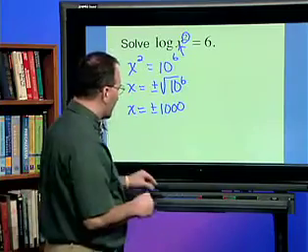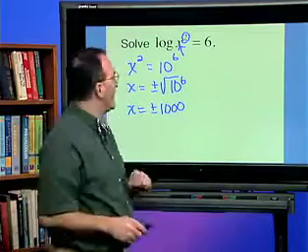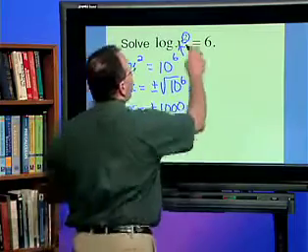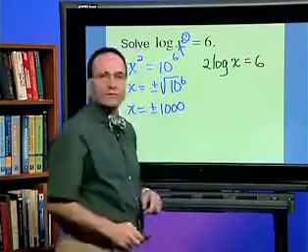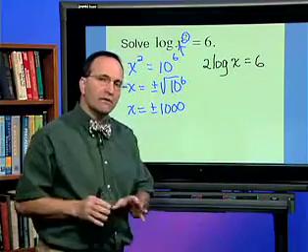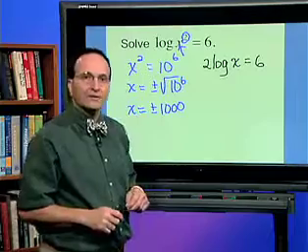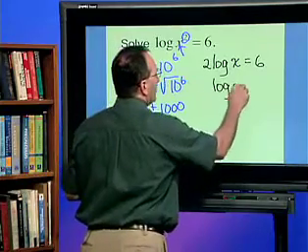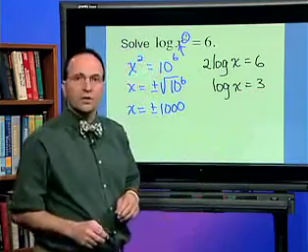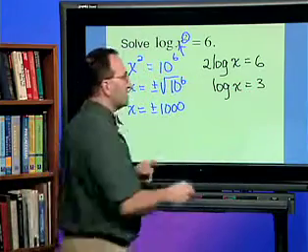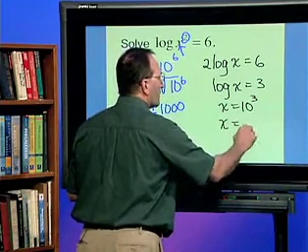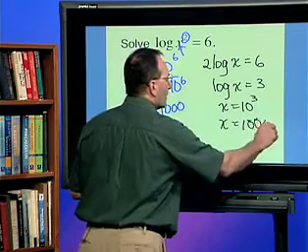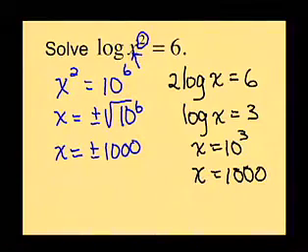I said I was going to show you another method for solving this, so let me do that now. Remember the power rule that says we can take the power and bring it down in front of the logarithmic expression. So we get 2 log x equals 6, which means log x equals 6 divided by 2, which is 3. Now we use the definition to say that x would equal 10 cubed, x would equal 1,000. Well, okay, that's great. It gives us the answer, x equals 1,000.